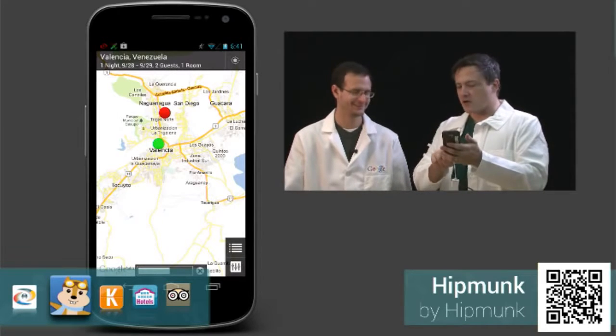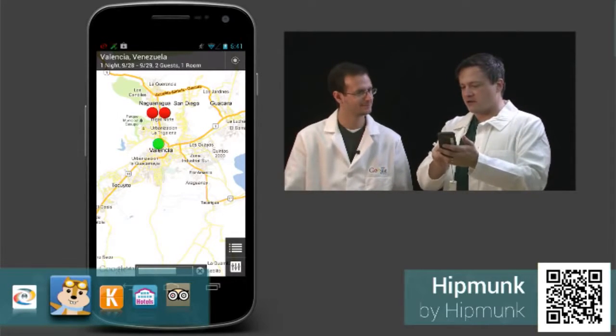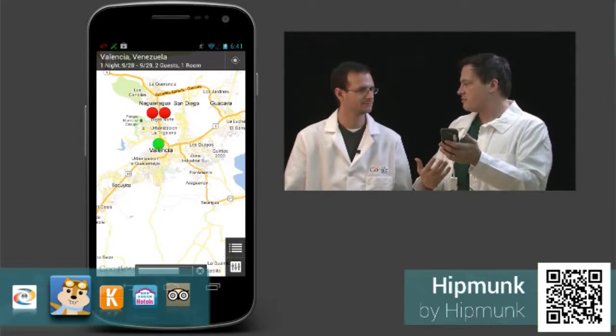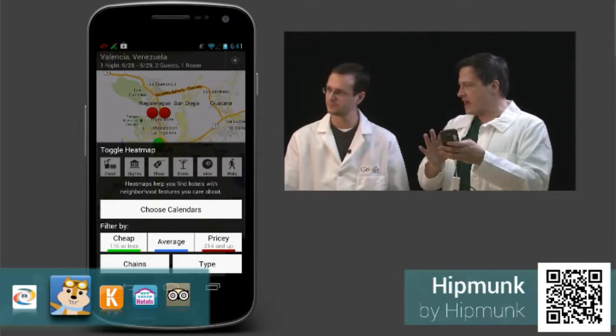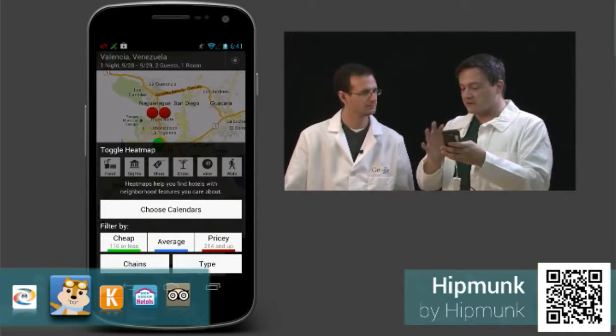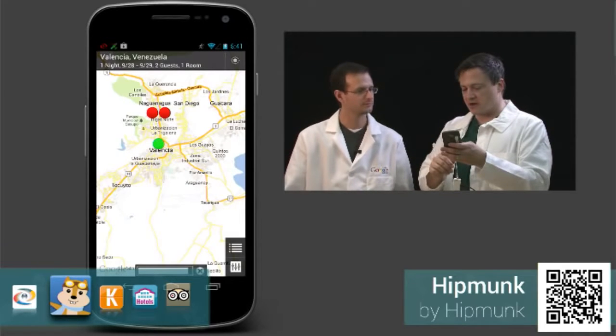Okay, now it's got a little progress bar down there, and notice it's filling in all the hotels that it can find that fit my definition of what I wanted. And you can filter using the settings, and you can get a heat map to let you know what's good and bad in terms of price.